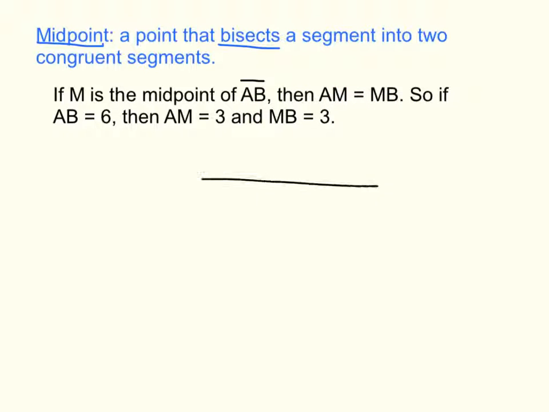And once again, a drawing always helps. So if we have AB and M is the midpoint, then we know that AM is equal to MB. So we know those two segments are congruent. Now remember, the segments are congruent. The distances between the points are equal. That's why here we have equal. So if AB, the entire length, is 6, then we know that each of the smaller lengths, which are AM and MB, are each 3.